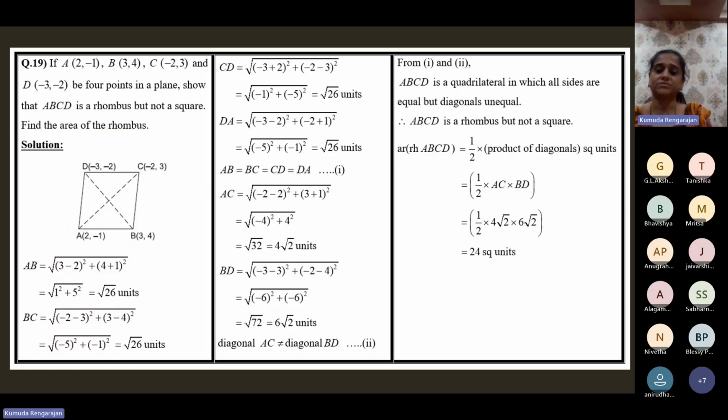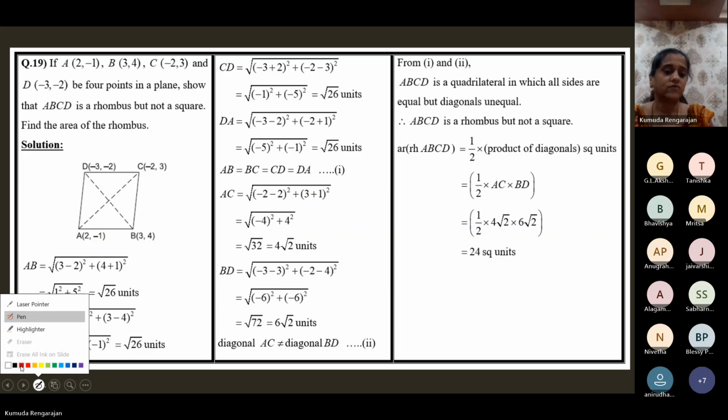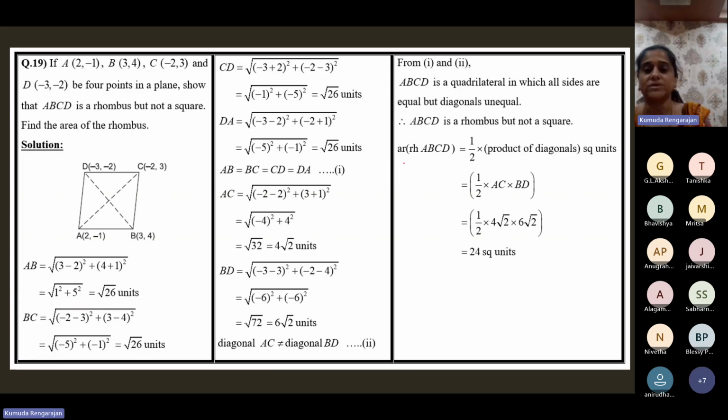Please work. The formula to find the area of a rhombus is half product of diagonals, half diagonal 1 into diagonal 2, half D1 into D2. Please work on this.